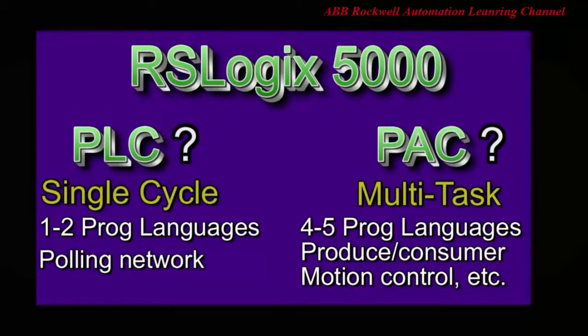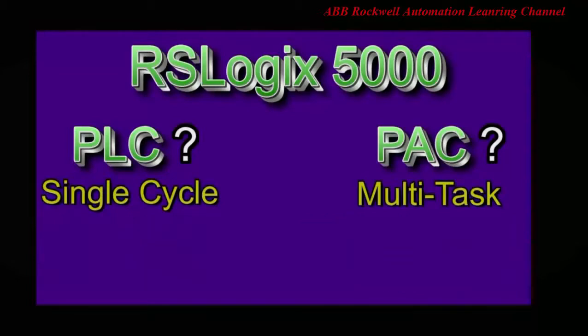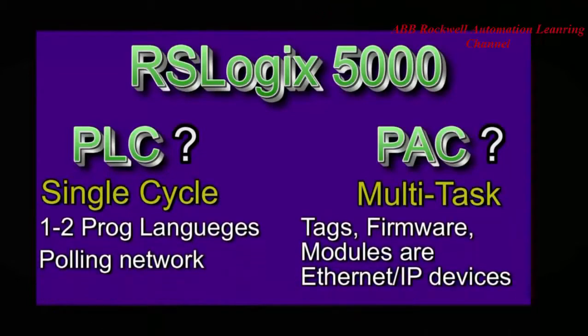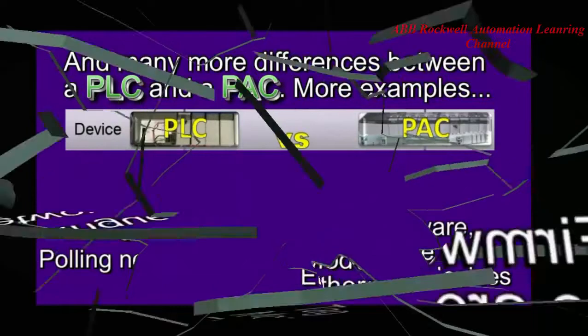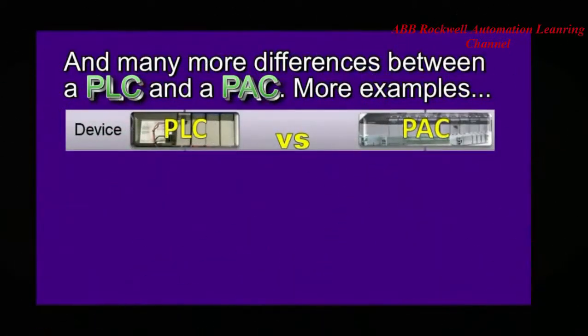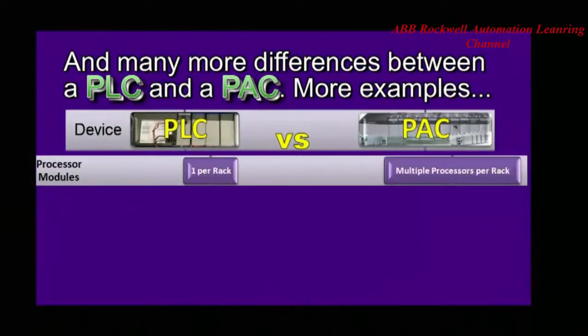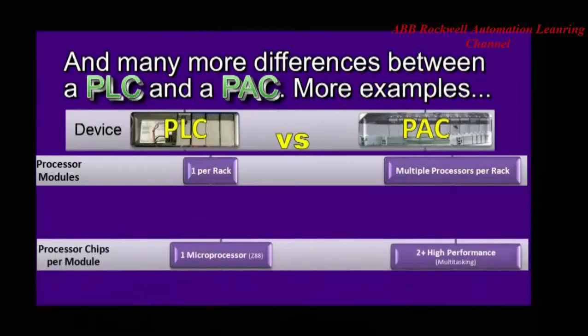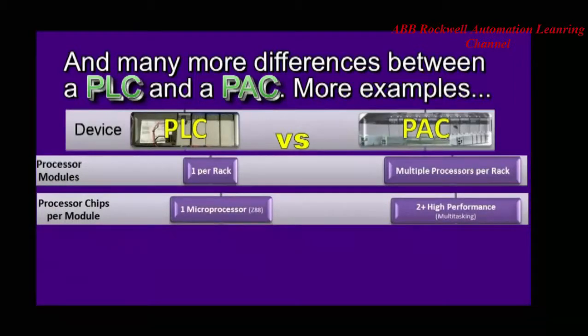A PLC is restricted to polling a network and backplane in between scan cycles. With a PAC, every module is a device on the Ethernet network. A PAC has additional differences to the PLC too, like motion control, tags, firmware, etc. There are many more differences, some of which are listed here. A PLC can only have one processor module in the first slot. A PAC can have multiple modules in any slot, as they are just Ethernet devices on a network.